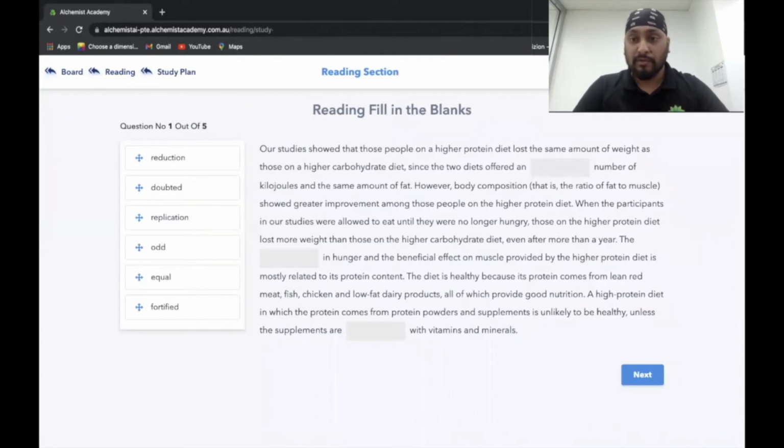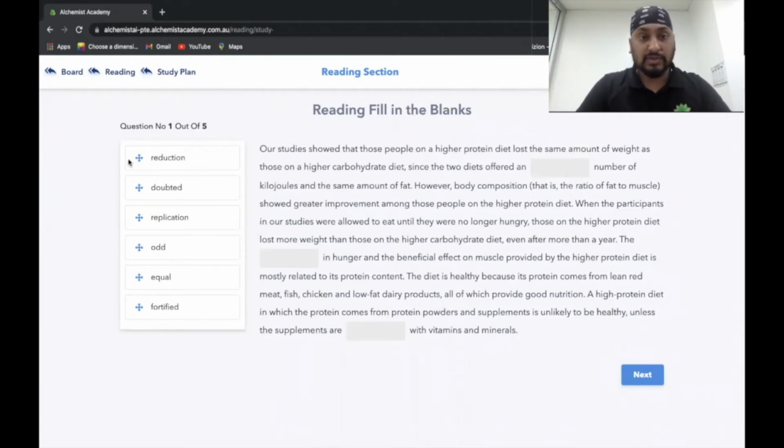First thing first, what you should always do is quickly skim and scan the question. In this case, it's about diets, it's about body composition, a high protein diet, it's all about diets. Now the first thing that you should ideally be doing is going into the answer options that are given here.